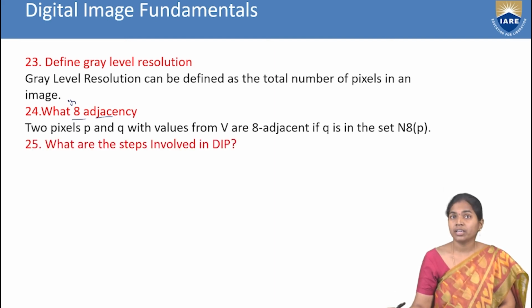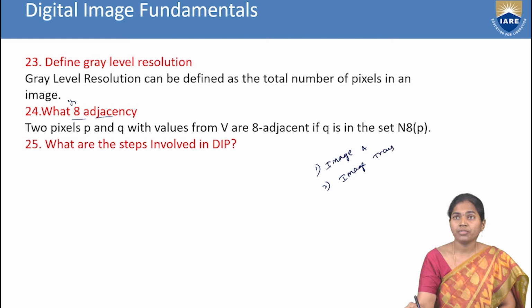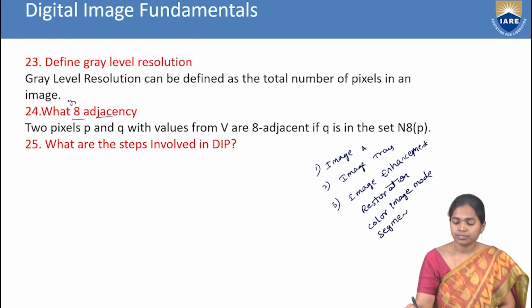And next one is, what are the steps involved in DIP, digital image processing? First is image acquisition. Second is image transforms. Third is image enhancement. Next restoration, next color image model, next segmentation, and compression. These are the basic blocks involved in our image processing.